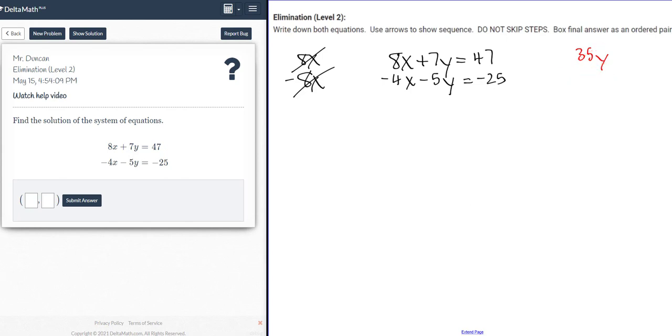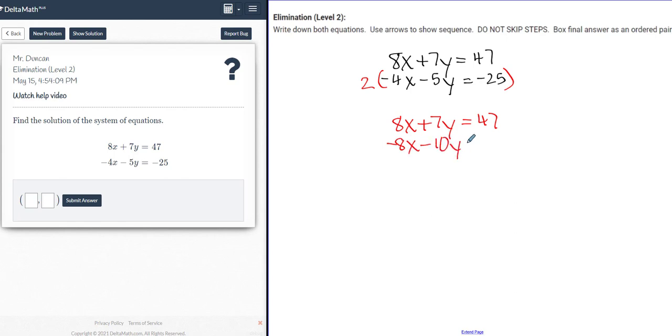But just to make it a little bit easier again, I'm going to settle on the fact that 8x is already what I want, and I'm going to multiply this bottom equation by the number 2. So the top equation, I'm just going to write them down here, is perfect as is, which is 8x plus 7y equals 47. I'm going to distribute 2 through the bottom equation to get negative 8x minus 10y equals negative 50. And now that I have opposites, the negative 8x, positive 8x, negative 8x cancel.